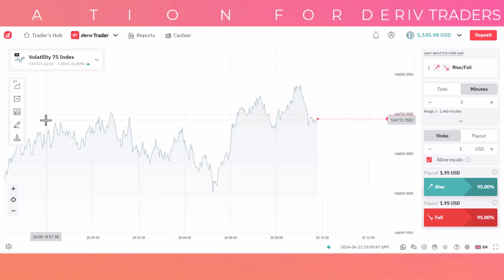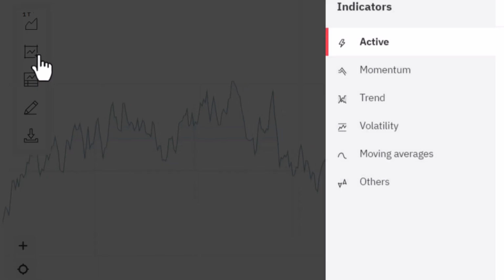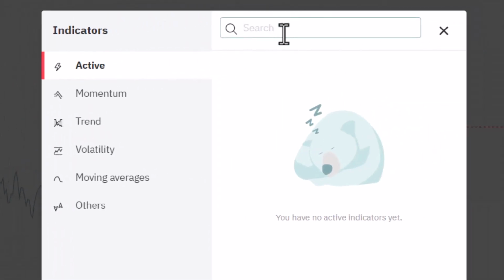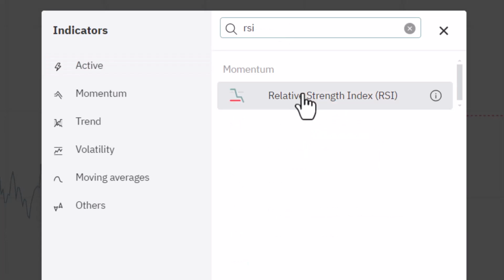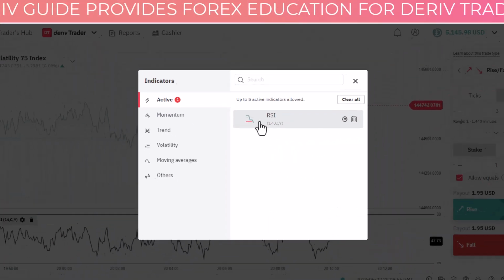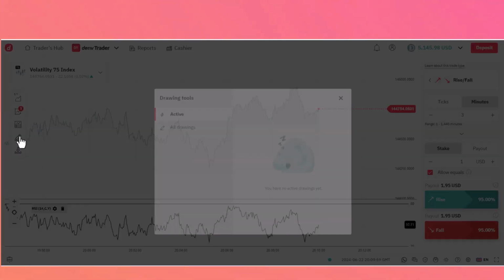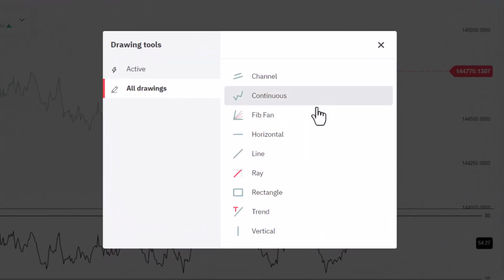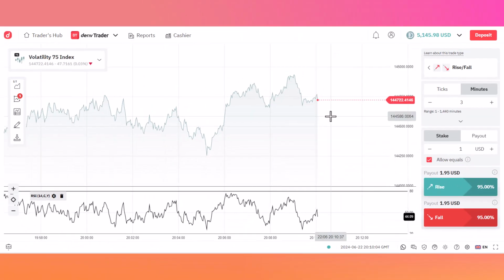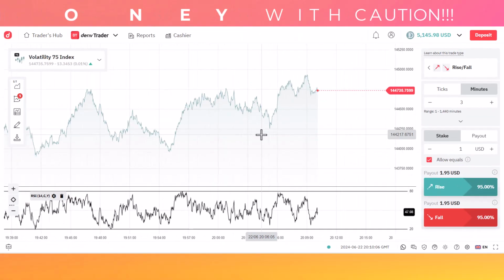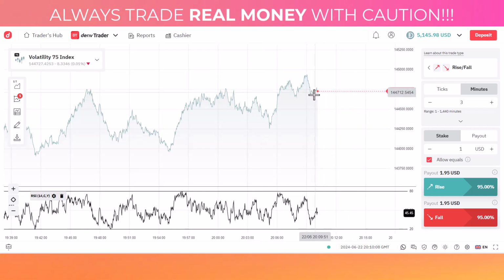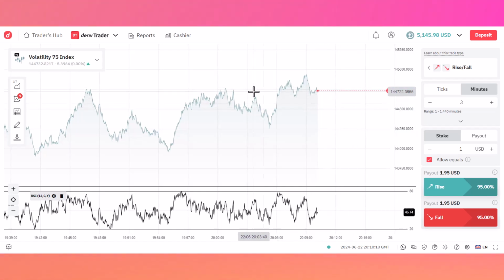The first thing I'm going to get is my RSI indicator. Go to the indicator tab, then search for RSI. Select it, and there you have it right here. Okay, click off, come back to your drawing tools, and then look for the trend. What the trend does for us is show us where the market is likely going to bounce off or reverse from.